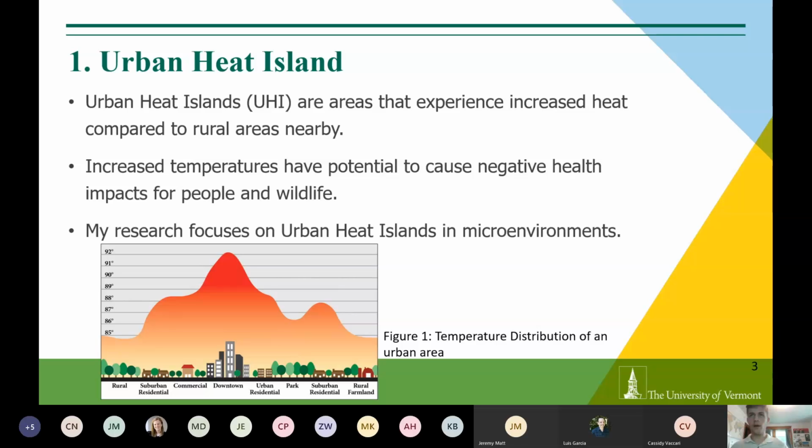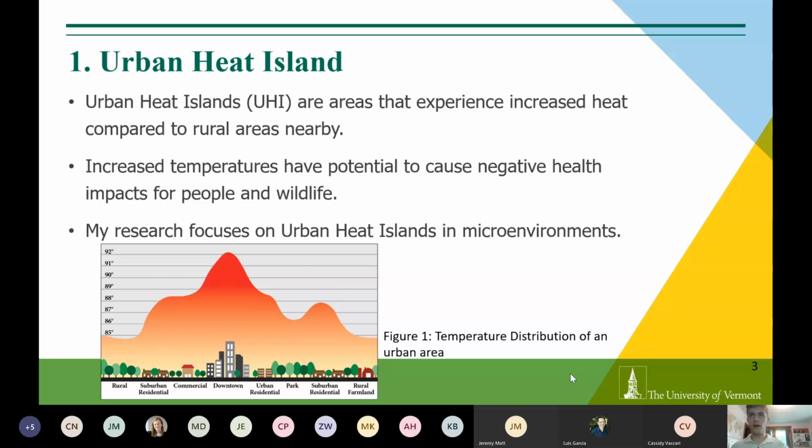Increased temperatures have the potential to cause devastating health effects for humans and wildlife nearby. And these effects include increased water temperature, increases in ground level ozone, and increased greenhouse gas emissions. And research like this exists in Burlington, but not on a microenvironmental scale, where a microenvironment is just a small environment that you can analyze more easily. And that's the gap that I'm seeking to fill with this research.